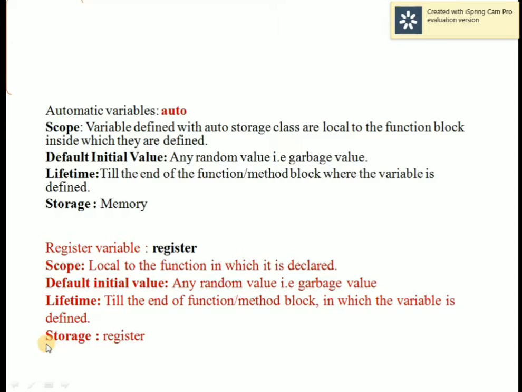And storage, the main difference is storage. Storage is in the registers. But if registers are not available, then these variables will also be stored in memory. So if registers are available, then registers will be allocated. So why do we need register space? Because registers are faster than memory.